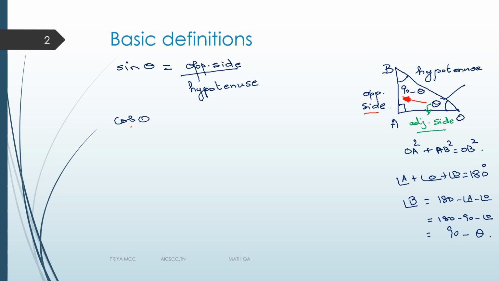What is cosine theta? Adjacent side by hypotenuse. Again, the ratio of adjacent side by hypotenuse is given some name. Okay, so that is the name. What is the name? Cosine theta or cos theta. Now tan theta, you need not worry about a special formula. It is simply sin theta by cos theta.